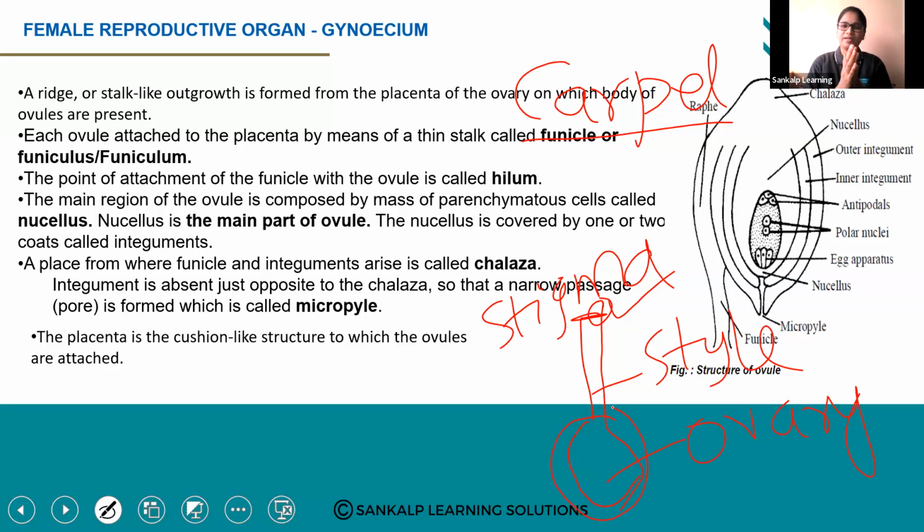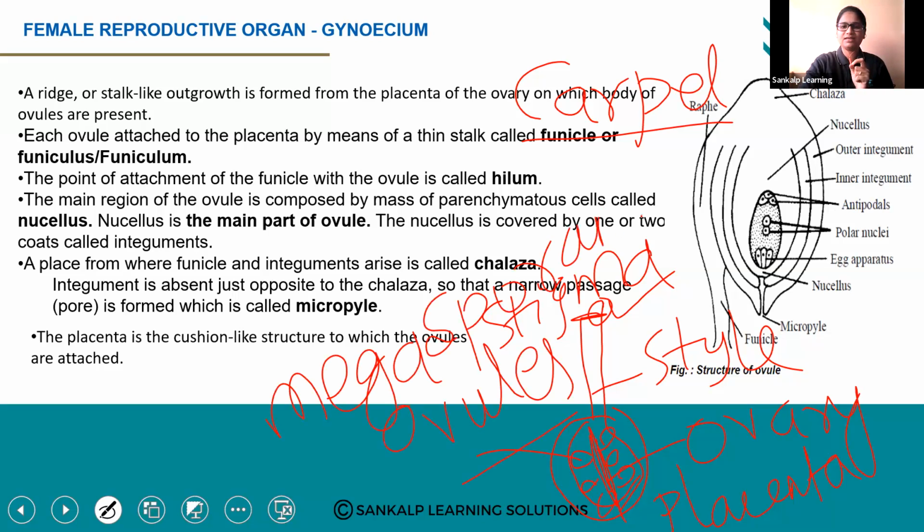So inside the ovary, there will be a very soft cushion-like tissue, which is called the placenta. The placenta will be holding certain small structures which are called ovules, or they can also be called megasporangia. Another name for ovules is megasporangia, right?